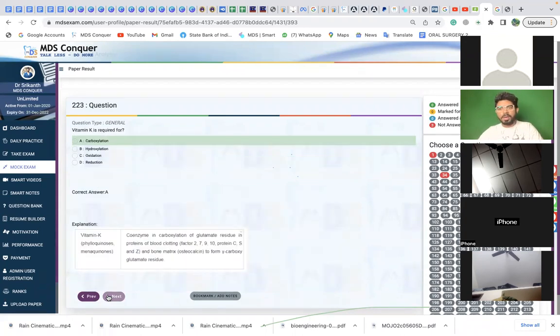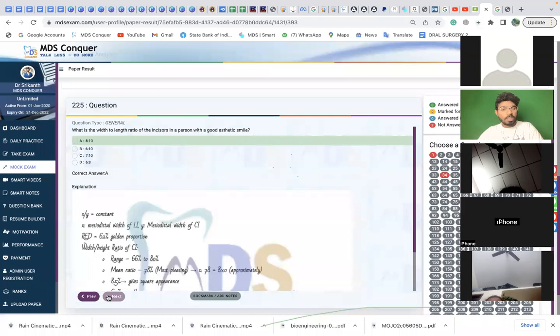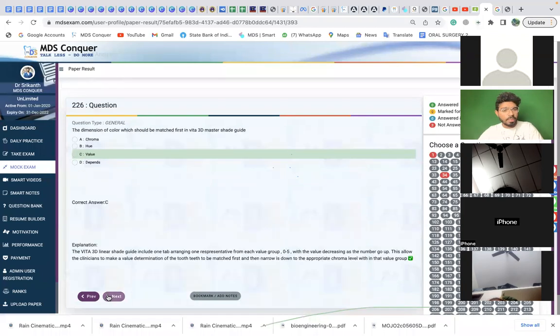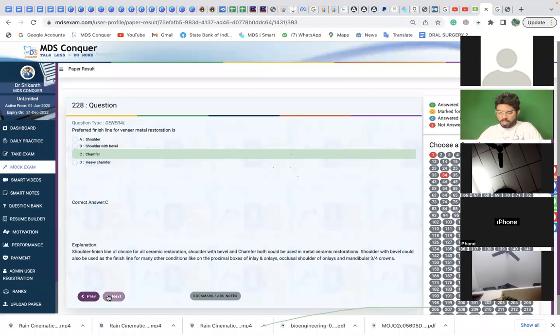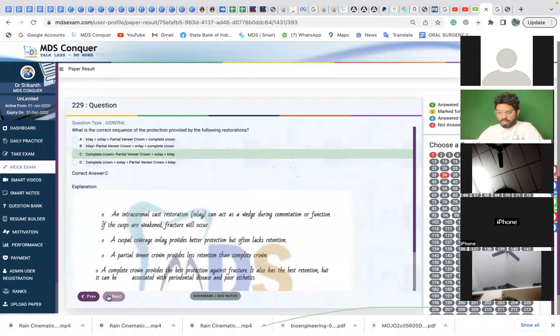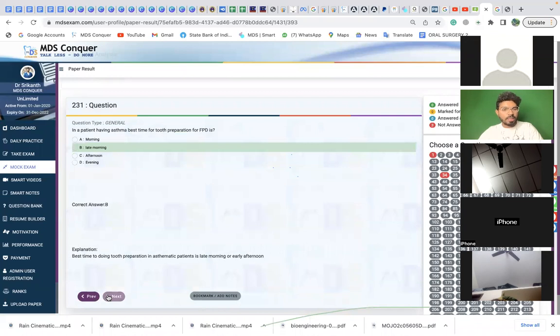This is easy, but I don't know how many of you are perfect with vitamins. This is also easy. I'm not including this. Oh, smile design, very commonly asked question. Even last year, 2022 NEET, this question was given. Value, easy. This is easy, a simple question. Finish line, easy. This is easy. Reverse 3/4 crown, where it is used, easy.